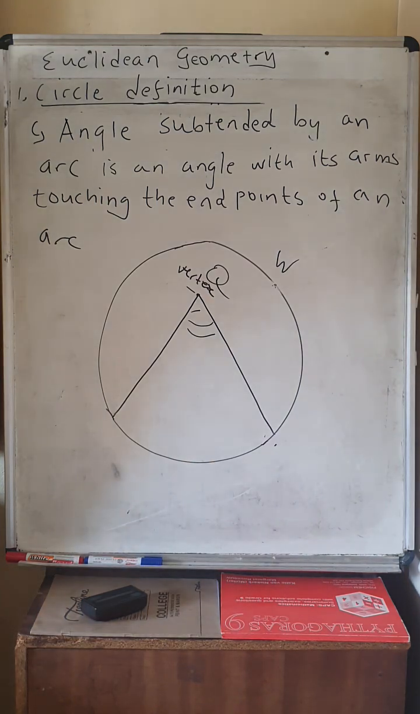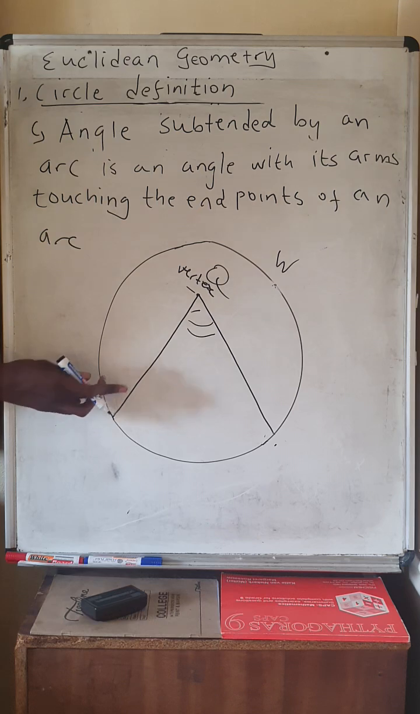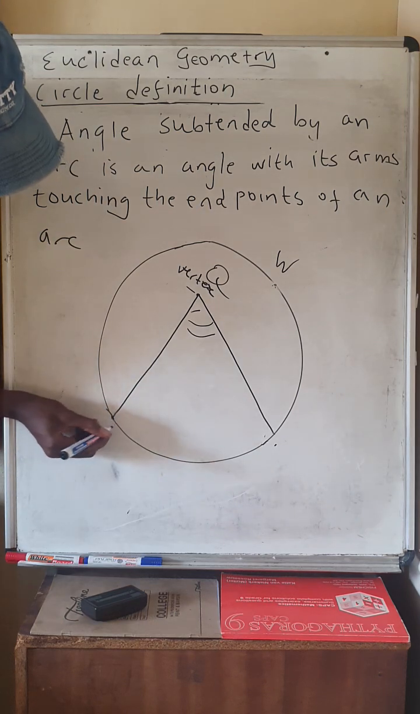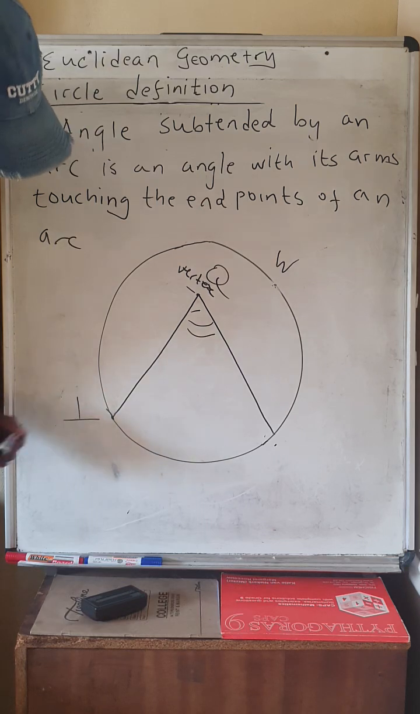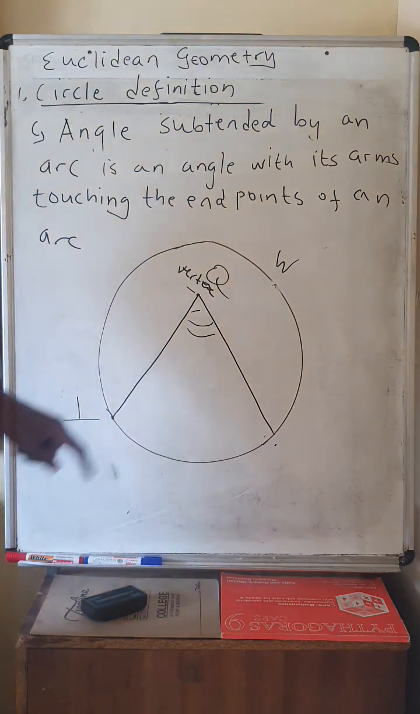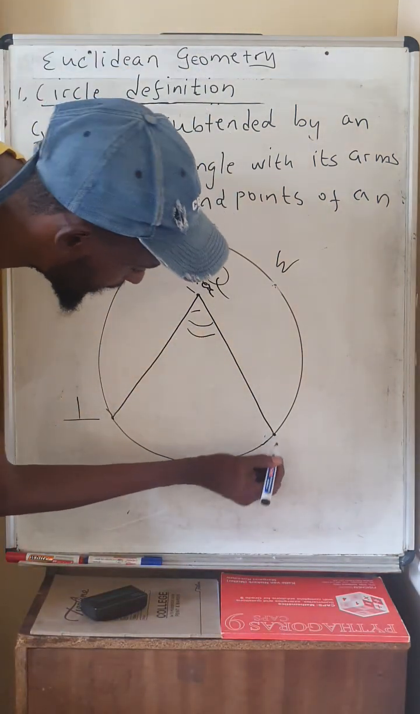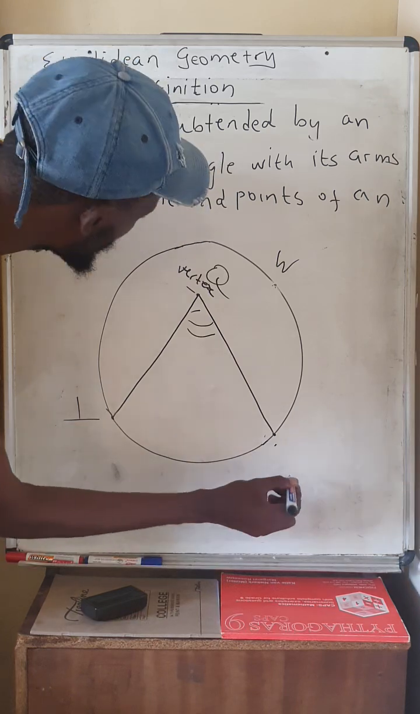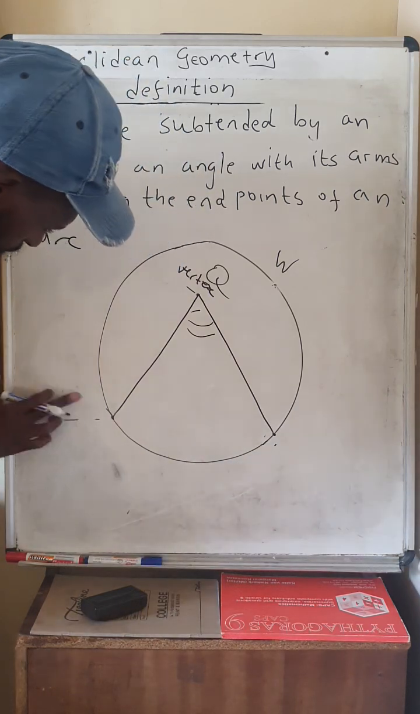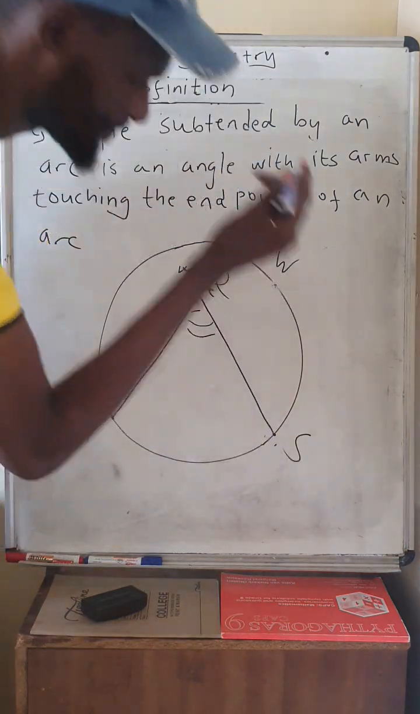So now let us look at this. If I follow this arm, is this arm touching the circumference of a circle? Yes. Where? At this point. Let me call this point W. And then is the other arm touching the circumference? Yes. Where? At this point. Let me call this Y. And then let me call this S.